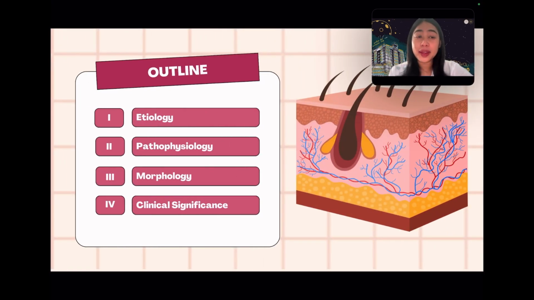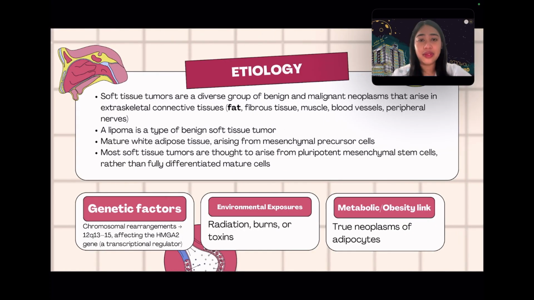Before we begin to discuss it, this is just a brief outline of what's to be expected today. We have the etiology, the pathophysiology, the morphology, as well as the clinical significance. And here we have a short description of lipoma. It is a type of benign soft tissue tumor. It is characterized by mature white adipose tissue thought to arise from pluripotent mesenchymal stem cells.